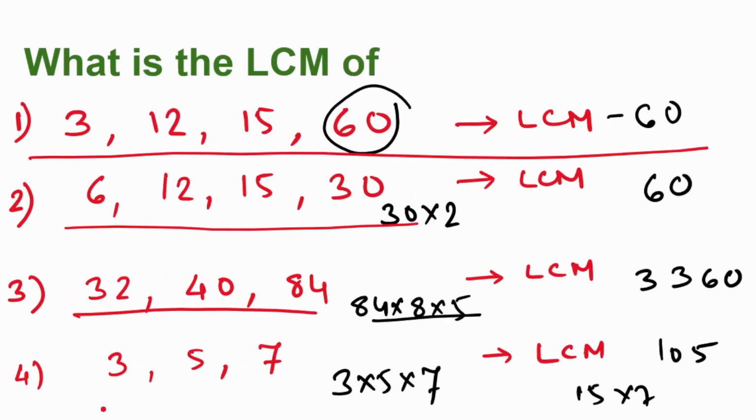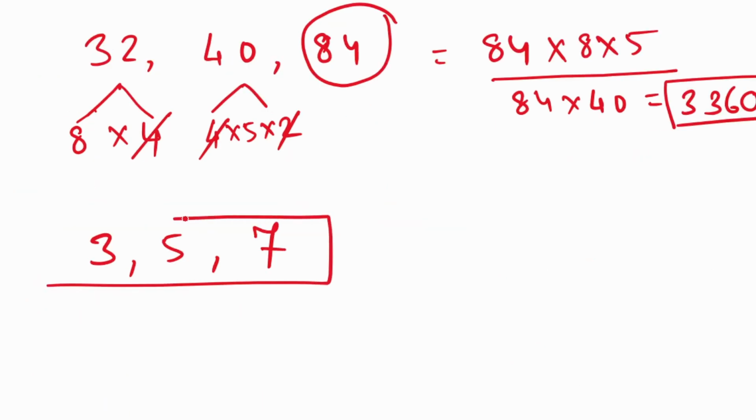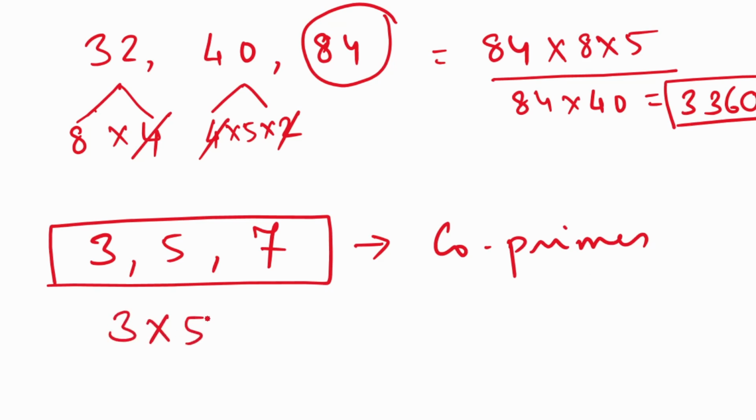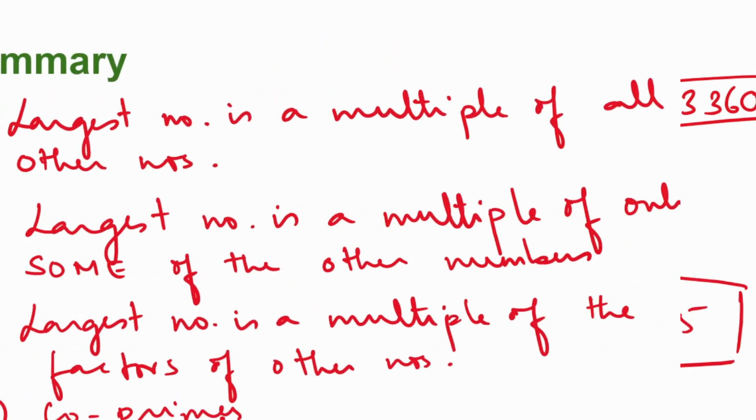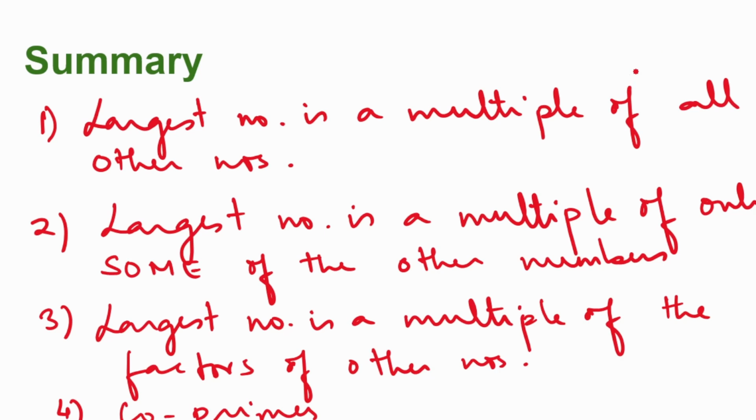Now let's take the last one in which there are no factors. They have no factors between themselves. They are called co-primes. Since they are co-primes, we will just have to multiply the numbers 3 into 5 into 7 and we get 15 into 7 or 105. Now this is the method that you have to use in the examination. So basically, to summarize, these are the 4 situations you will see.